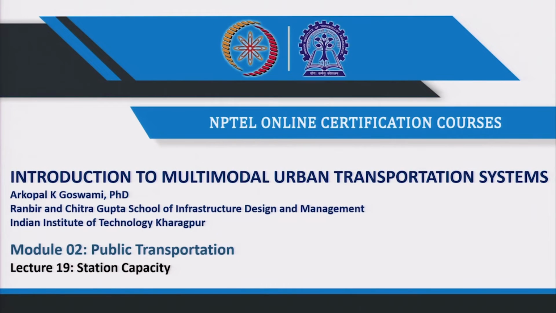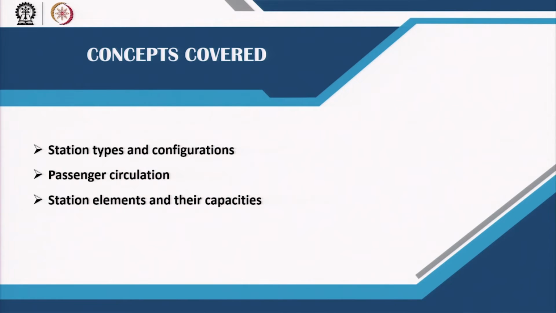Welcome back, friends. In the previous lectures, we have looked at how to calculate capacity of your bus and transit lines. In this lecture, what we will be looking at is another entity in any kind of public transportation, that is the station, and how to calculate the station capacity. So, the main concepts that will be covered here are what are the different station types and how they are differently configured, passenger circulation at these stations, and what are the station elements and their capacities.